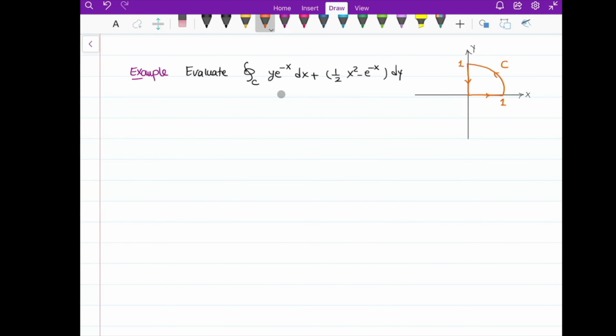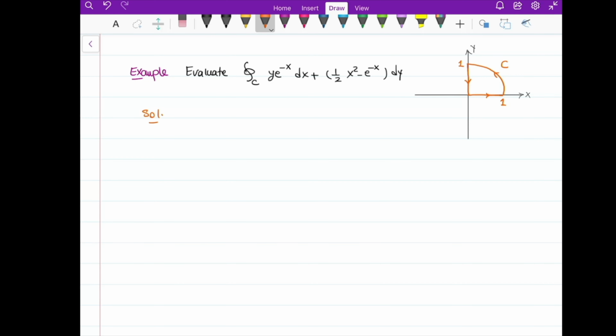So the example is this: evaluate the line integral over the closed curve C, which is right there. Starting at the origin, it goes along the x-axis, and then it goes along the unit circle and comes back along the y-axis to the origin. It's the closed curve of y e to the negative x dx plus 1/2 x squared minus e to the negative x dy.